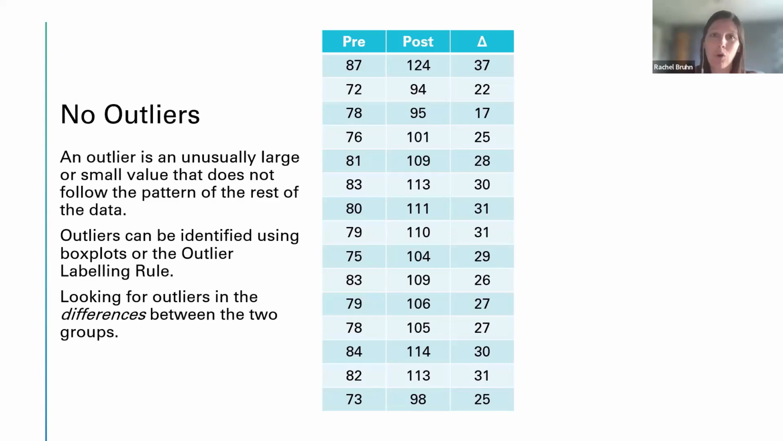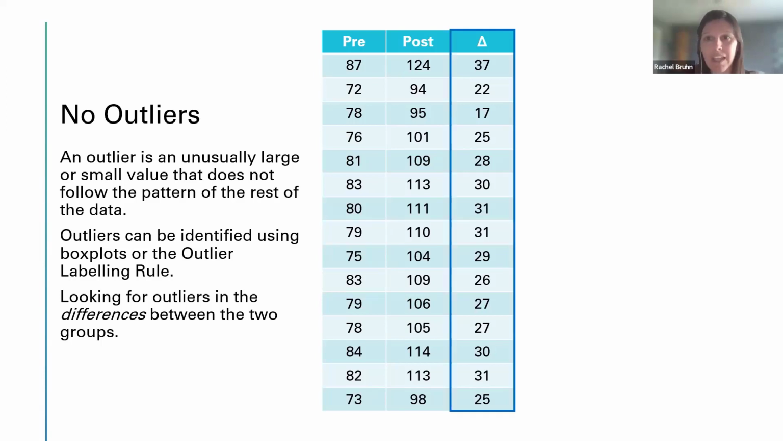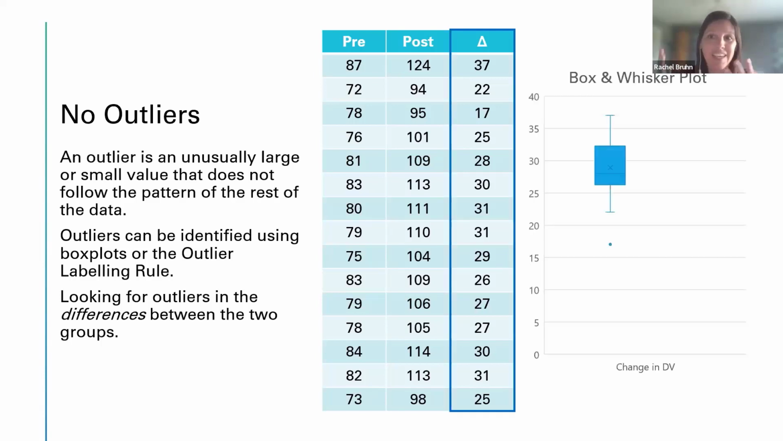So in this table, we have like a pre-test score and a post-test score. That last column where it has the triangle, that triangle stands for change. So it's computing the change in score between pre and post. I would be graphing that change column and getting something like this box and whisker plot for the changes or those differences. And that's where I'm looking for an outlier.